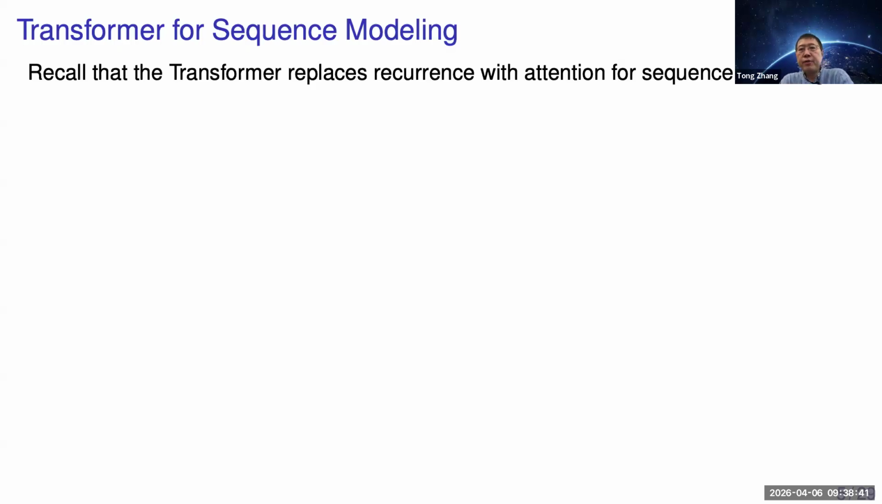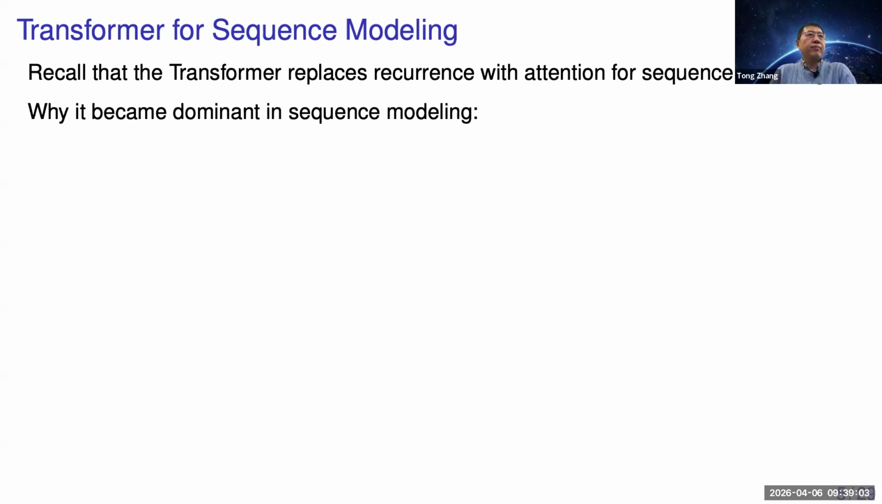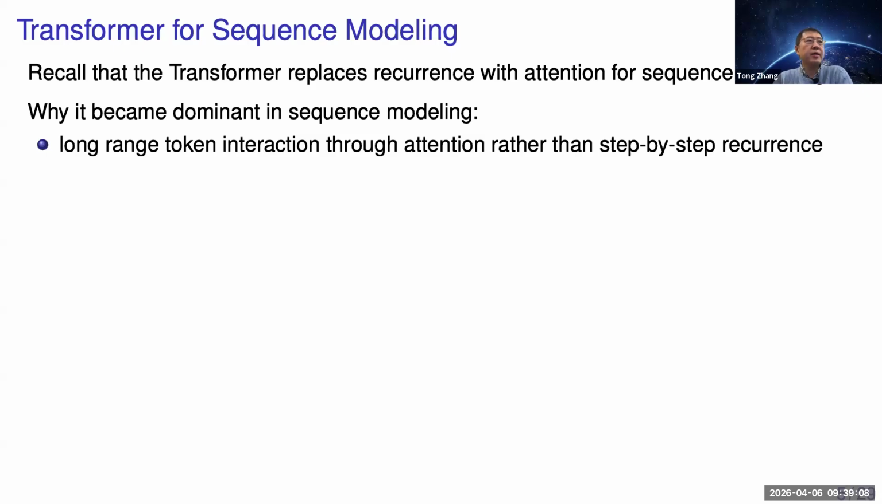So let's review quickly what we want to do with visual representation learning using transformers. Let's recall the transformer for sequence models, right? The transformer replaces recurrence, RNNs, with attention for sequence modeling. So it's all attention based. Why has it become so popular? Remember, there are two things we mentioned. One is long-range token interactions, right? So instead of step by step, you have a broader context, and you will be able to deal with that.